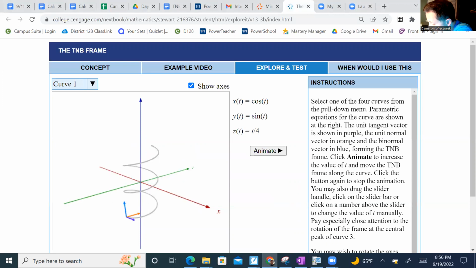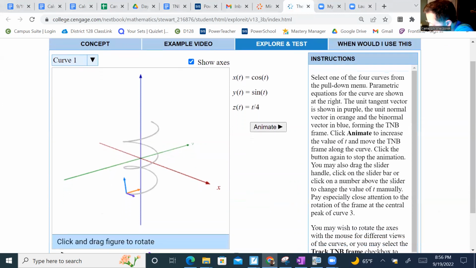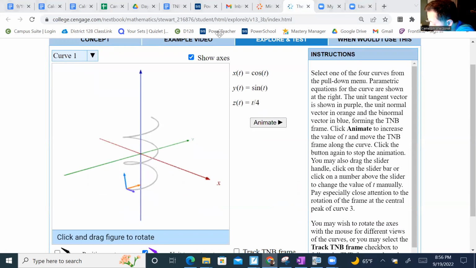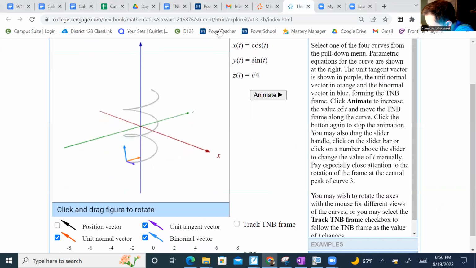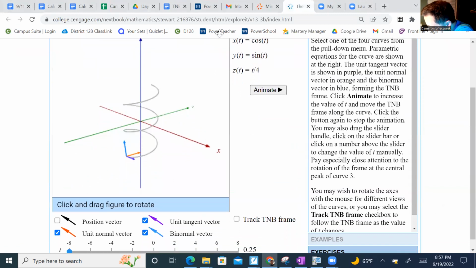This is pretty cool. So there are different space curves that I'm going to animate. I'm going to start with the helix, just because that's the one that we've spent a lot of time graphing and doing calculations with. On this graph, what you'll see is the unit normal vector is the one in orange. The binormal vector is the one in blue. And the unit tangent is the one in purple. I'm also going to add the position vector, which comes out of the origin and is going to trace out the helix. And I'm going to animate it.